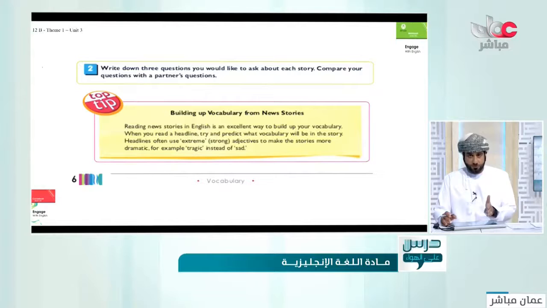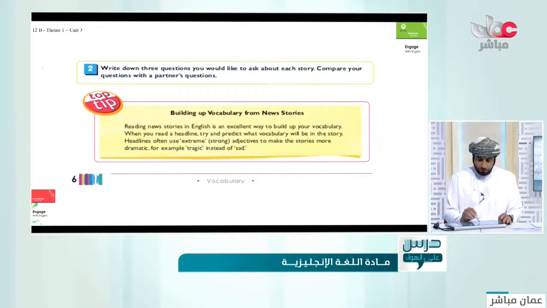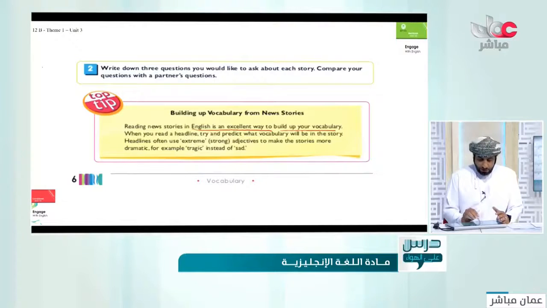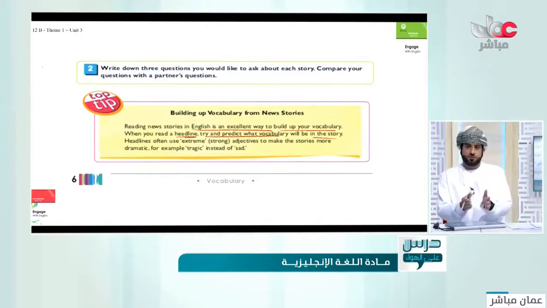So let's read this one, and I'm going to give you also an idea how you can list the words and get benefit from the table that you are going to draw. Reading news stories in English is an excellent way, they said, excellent way to build up your vocabulary. So since it's excellent, go ahead guys. Why don't you read? It's free. When you read a headline, try and predict what vocabulary will be in the story. So read and predict, guess the meaning of the word.